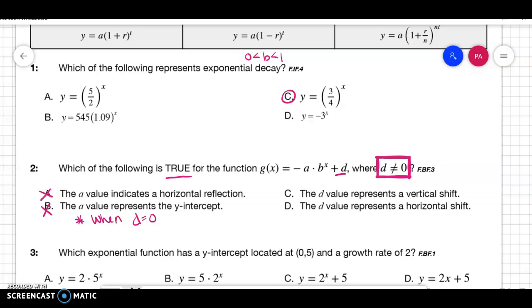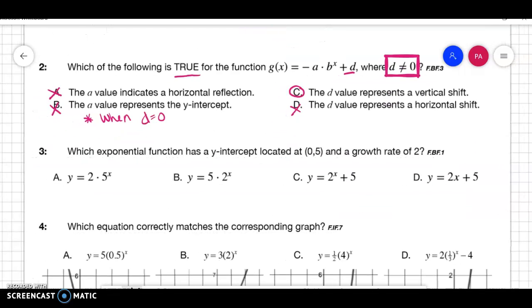The D represents a vertical shift, and remember that's kind of like our asymptote, so it means that we're moving up or down, and so that is the true one. It is not a horizontal shift. That would be in the parentheses with that X there. Okay, all right. Number 3 kind of ties in with number 2 about that whole y-intercept piece.